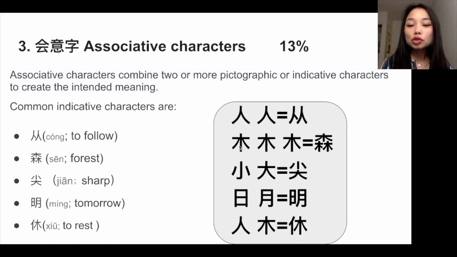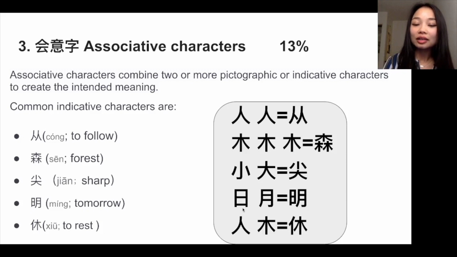So this is the tree character. 1 tree is tree. 2 trees are woods. When we have a lot of trees, 3 trees represent forest. 森, okay? Imagine when you put something very small on top of something big, this character means small, this character means big, and when they combine, it means something very sharp.